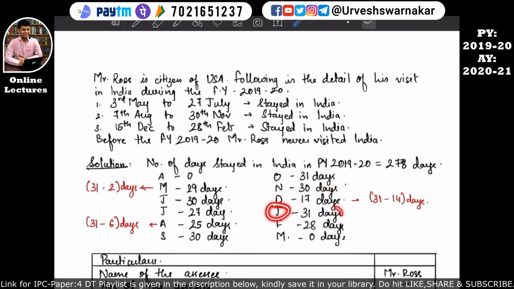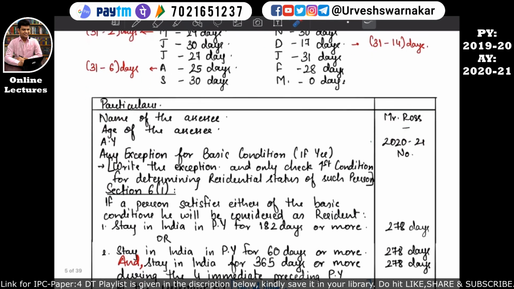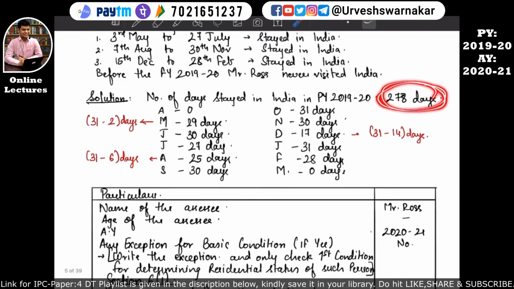In the month of January, he has stayed for the entire 31 days. In the month of February, he has stayed for 28 days, as this February is of 28 days. I hope this is quite clear to you all. And in the month of March, he did not stay for any number of days. So basically, he has stayed in India for 278 days.